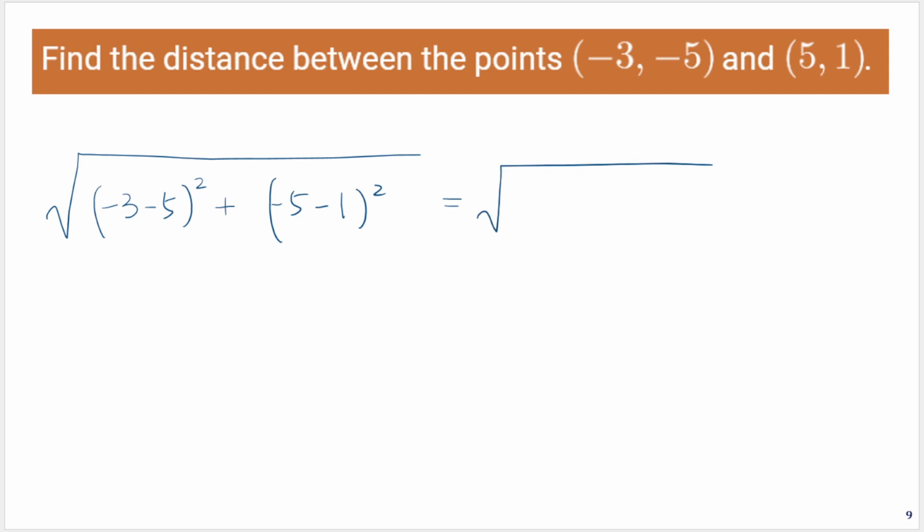Then that is 64 plus 36, which gives us the square root of 100, and that's actually 10, right? So the distance between these 2 points is 10. Very good.